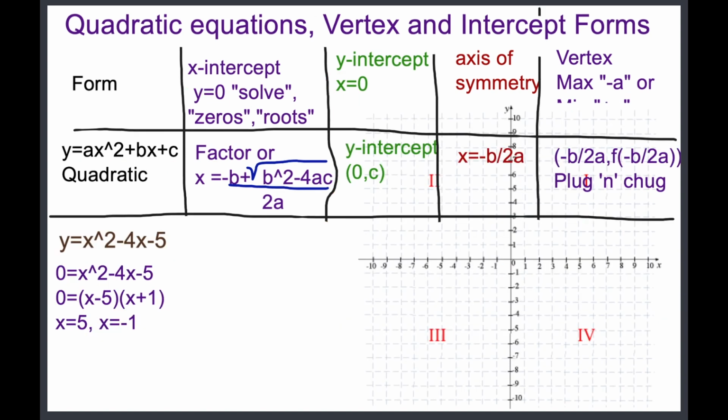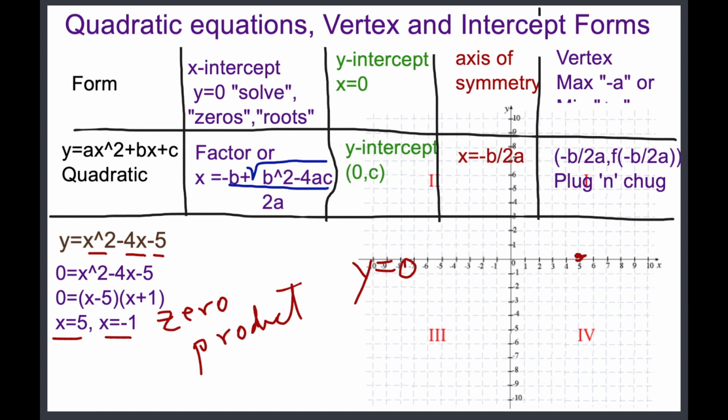An example of that would be y equals x squared minus 4x minus 5. You'll notice it factors, so we let y equal 0, because y equals 0 is the equation of the x-axis. It factors into x minus 5, x plus 1, and we apply the zero product theorem to this and set each equal to 0, and x is 5 and x is negative 1. So I'm going to mark those over here on my graph.